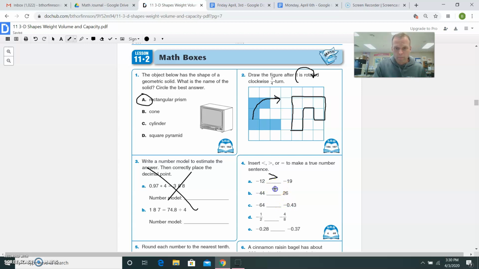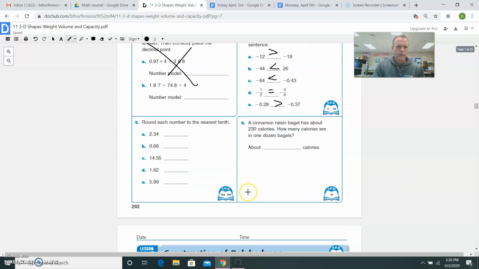Negative 44 is less than 26. Negative 64 is less than 43 hundredths. Negative half and negative 4a is trying to trick you. Those are equal to each other. Negative 28 hundredths is greater than negative 37 hundredths.